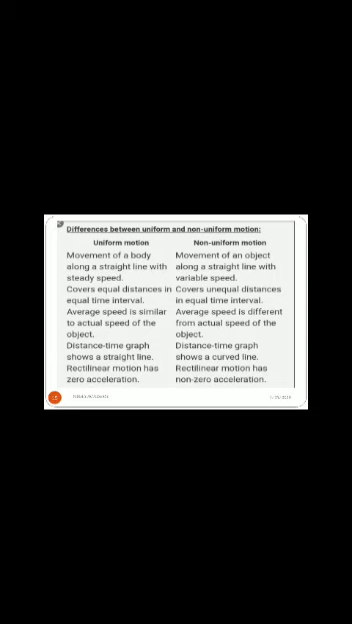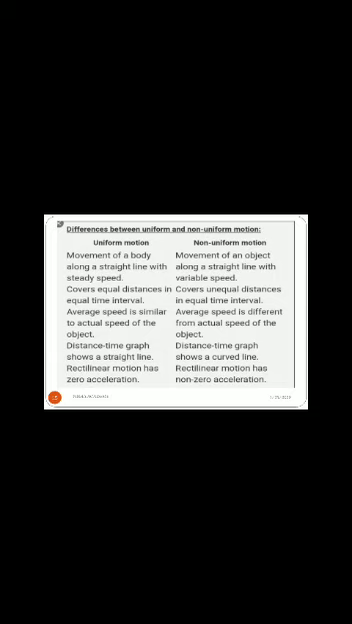Here are some differences between uniform motion and non-uniform motion. Uniform motion: movement of a body along a straight line with steady speed is called uniform motion. But the movement of an object along a straight line with variable speed is called non-uniform motion. In uniform motion, the object covers equal distance in equal time intervals, but in non-uniform motion, the object covers unequal distance in equal time intervals.